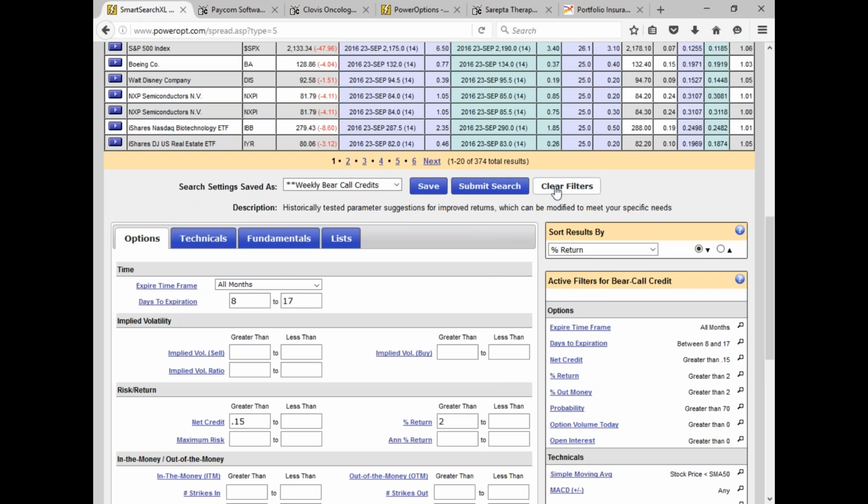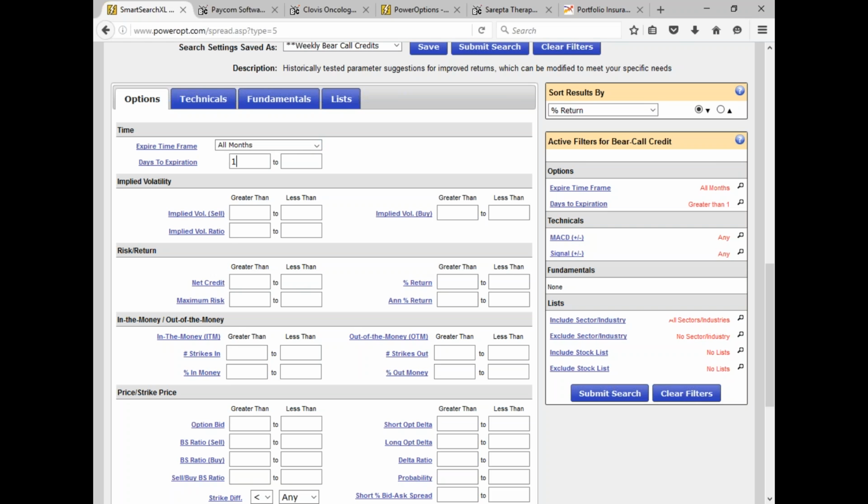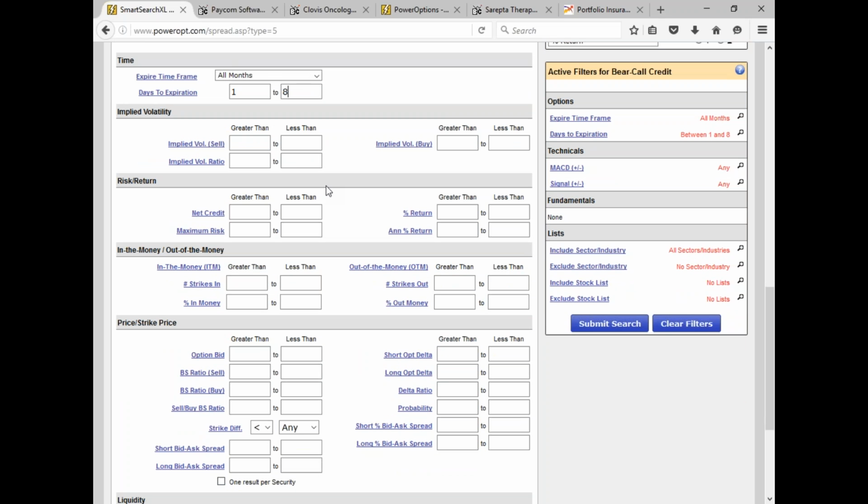But what I can do, when I go to any search, I'll clear the filters first. Let's say we want to look next week. So I'm going to set my days to expiration to between 1 and 7. I'll go 1 and 8 actually. And now I'll just set in the rest of my fields. What is a good spread to you?